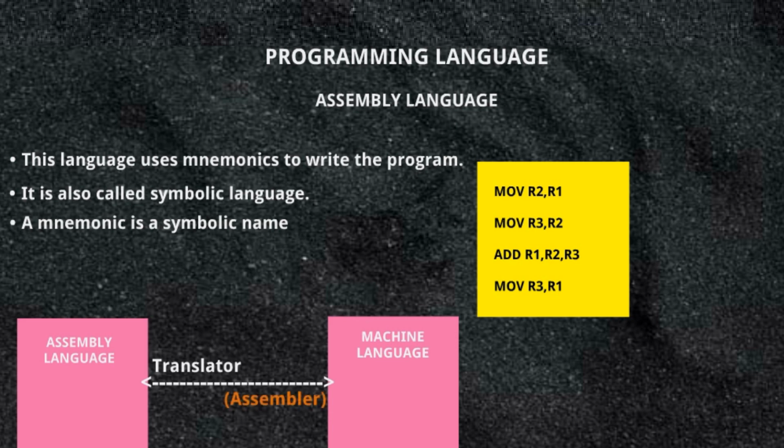These languages are used in system software, real-time systems, low-level embedded systems, etc. Compared to machine language, it is near to human language. For example, by using the mnemonic add, we can identify that it is an addition operation.